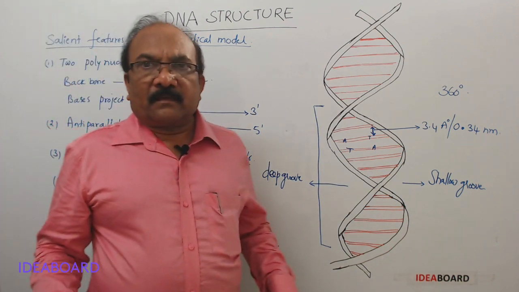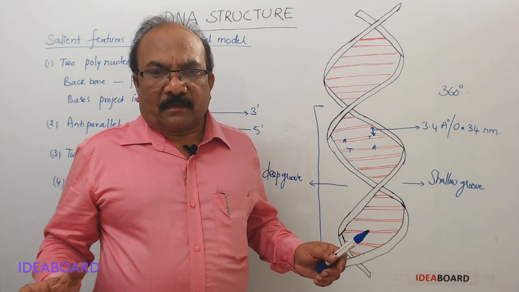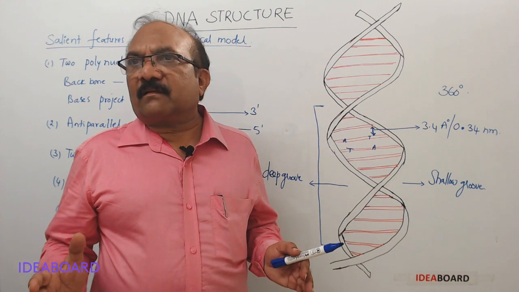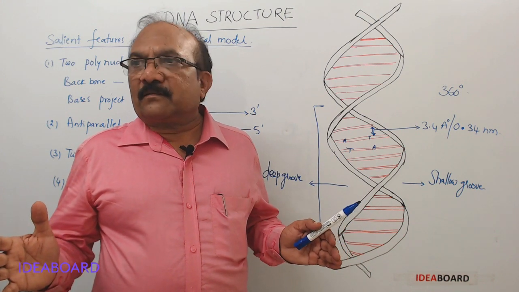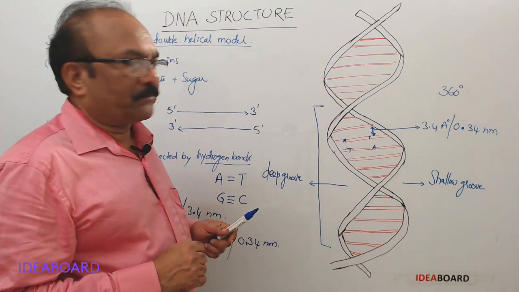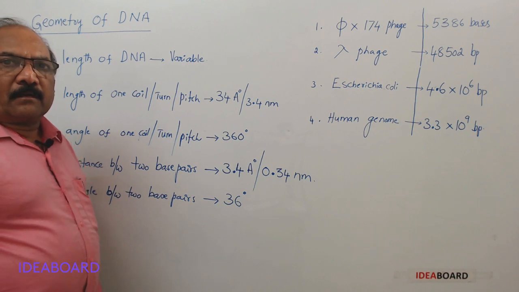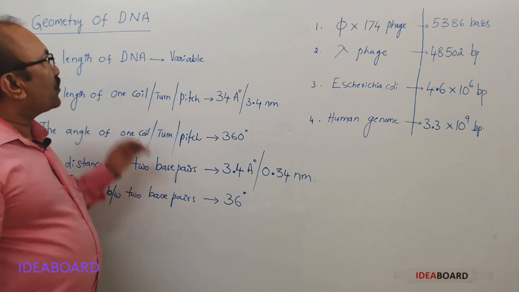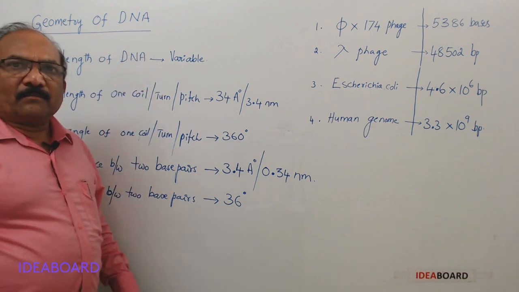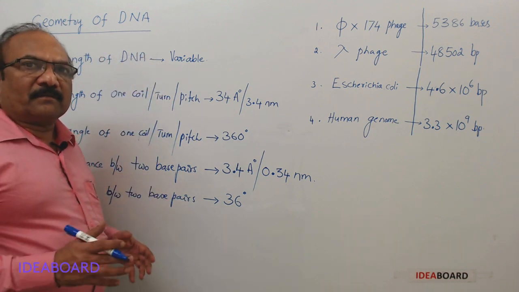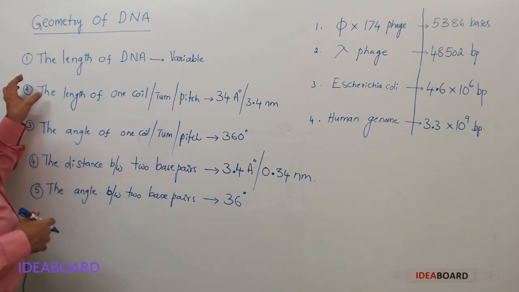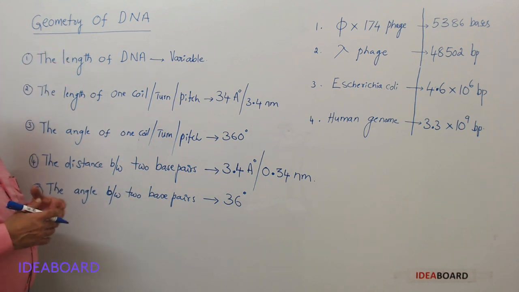And now we will see the dimensions or geometry of DNA. Now, let us see the geometry of DNA, means the values of the DNA structure. The length of DNA. What will be the length of DNA?